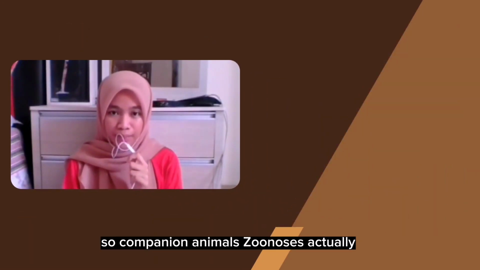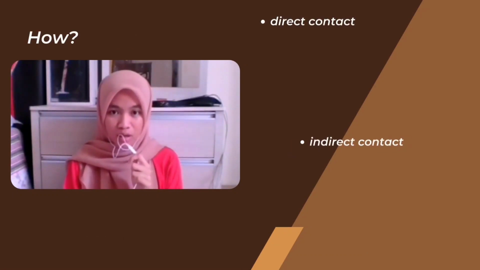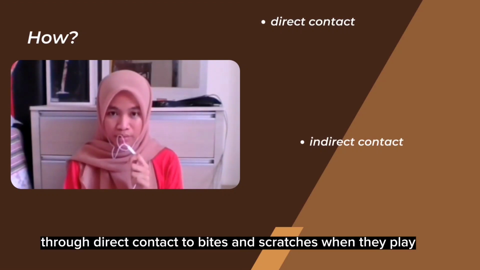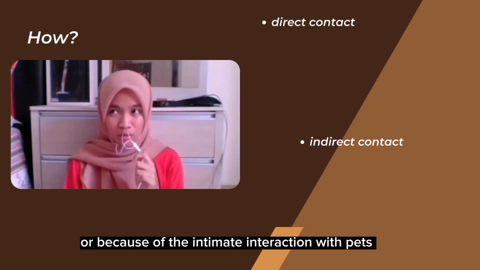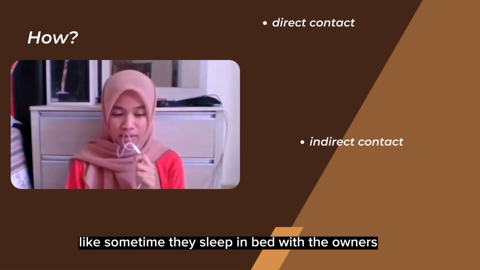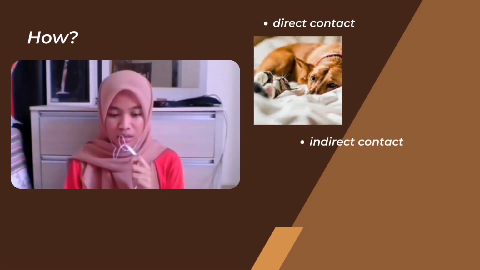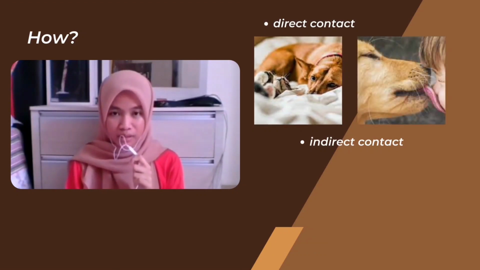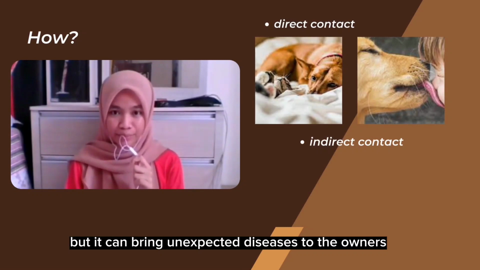So, companion animal zoonosis actually can spread by both direct and indirect contact. For example, through direct contact through bites and scratches when they play, or because of the intimate interaction with pets, like sometimes they sleep in beds with the owners, not to mention the face licking. This might seem cute, but it can bring unexpected diseases to the owners.